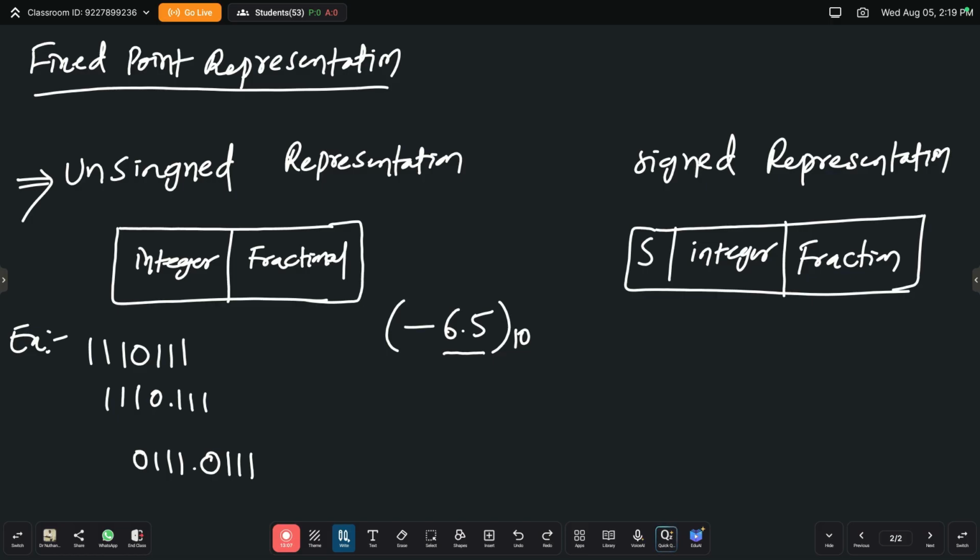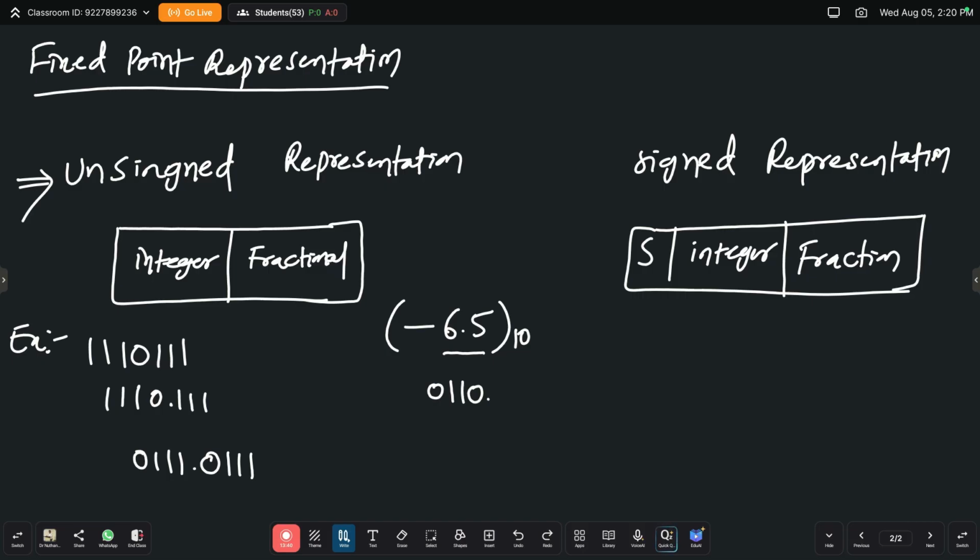First you convert 6.5 into a binary number. How to convert 6.5? You know the procedure. Do it. First 6. Now tell me what is the binary number of 6? 0, 1, 1, 0. Dot. What is the binary of 0.5?